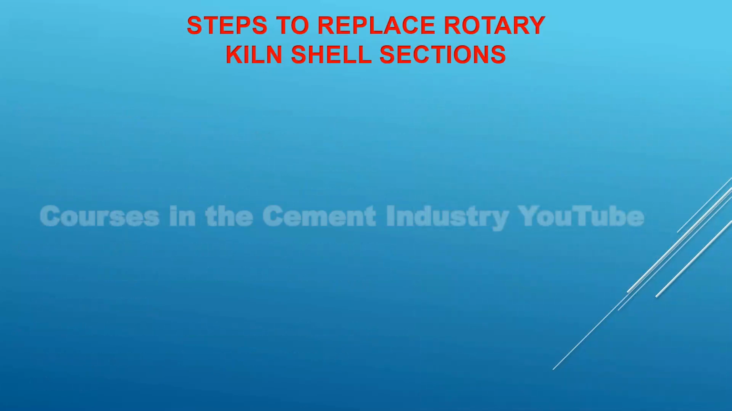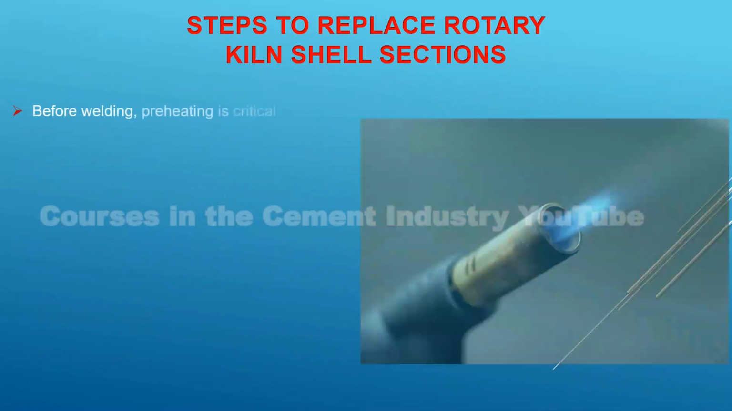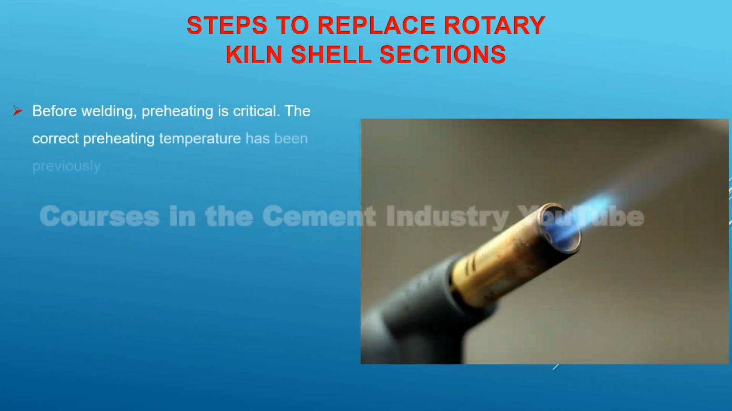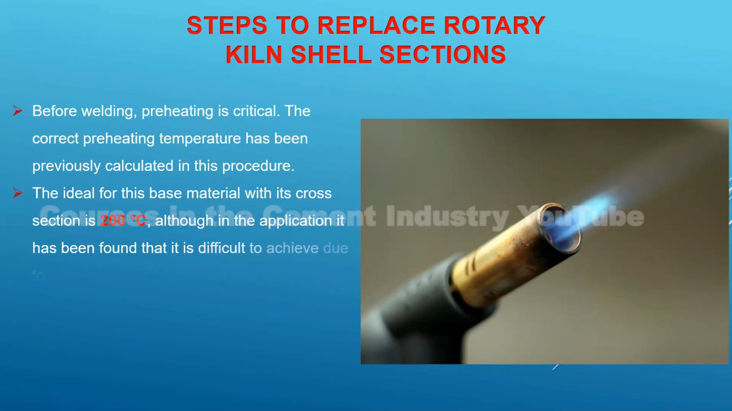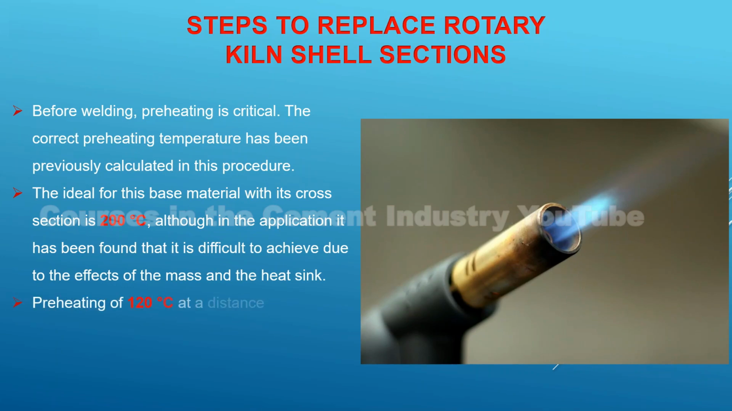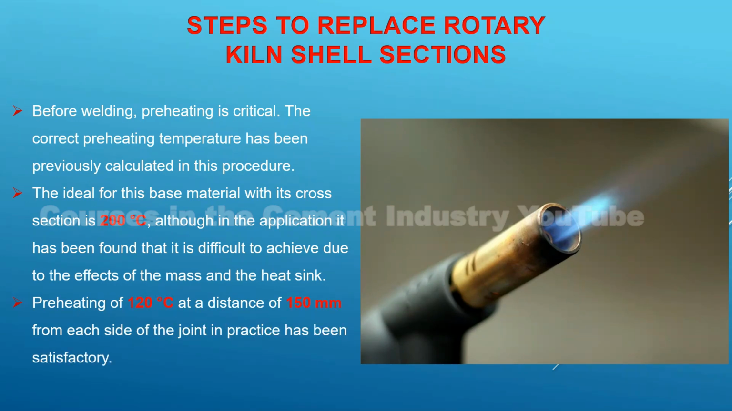Step 17. Before welding, preheating is critical. The correct preheating temperature has been previously calculated in this procedure. The ideal for this base material with its cross-section is 208 degrees C, although in the application it has been found that it is difficult to achieve due to the effects of the mass and the heat sink. Preheating of 128 degrees C, at a distance of 150 mm, from each side of the joint in practice has been satisfactory.